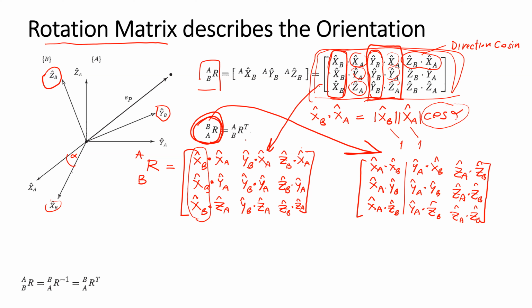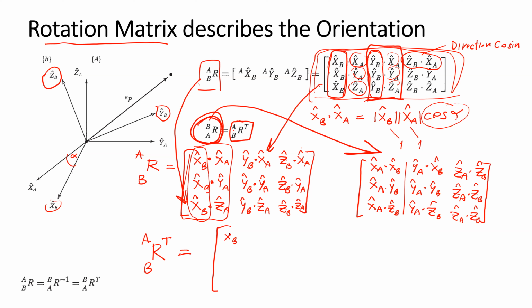How about if we want to know B with respect to A? Transpose means we change the row to column and the column to row, right? So okay, this is the same one. This is the rotational matrix of B with respect to A. If we want to obtain the rotational matrix of B with respect to A, transposed, the column should be row, right? The column should be row.